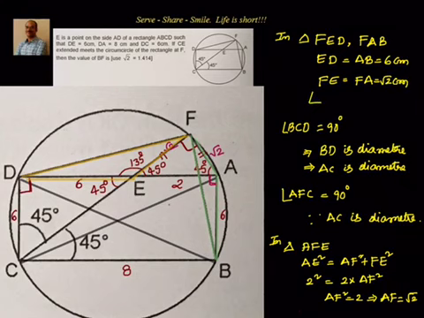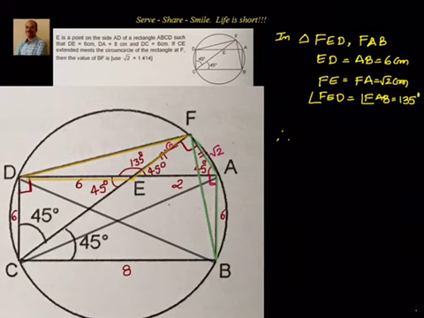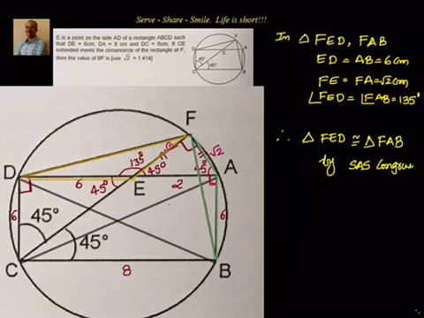Also we know that angle FED is equal to angle FAB is equal to 135 degrees. So we can see that triangle FED is congruent to triangle FAB by SAS congruency.